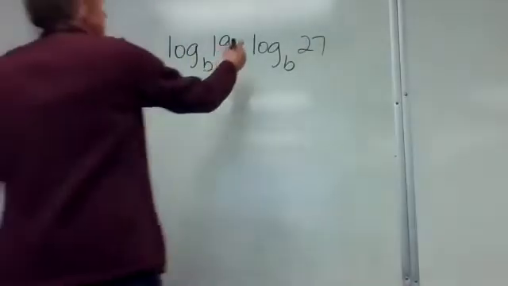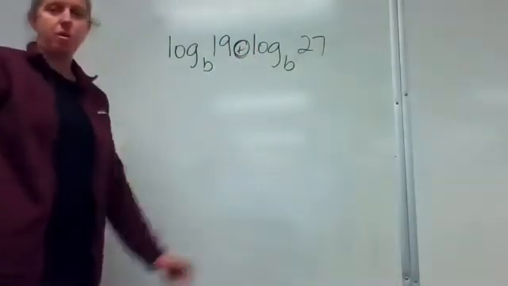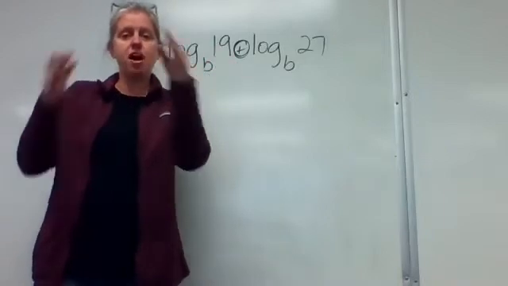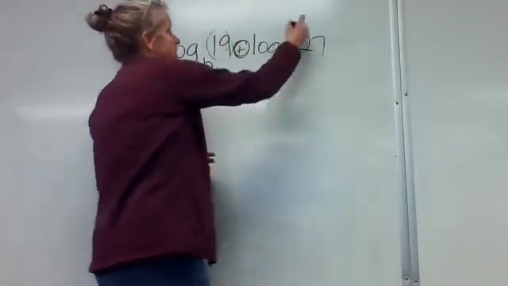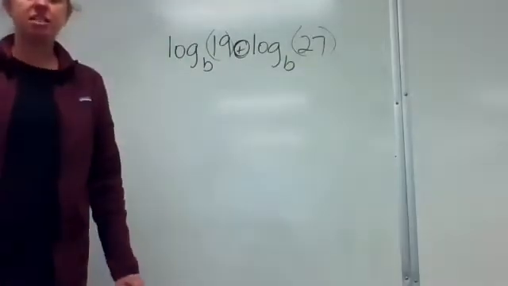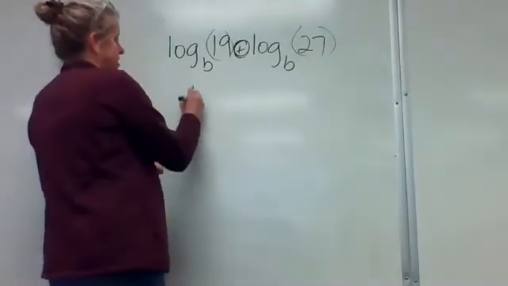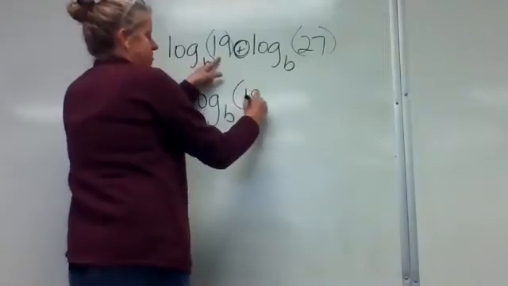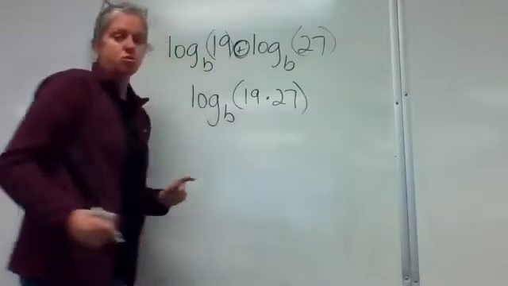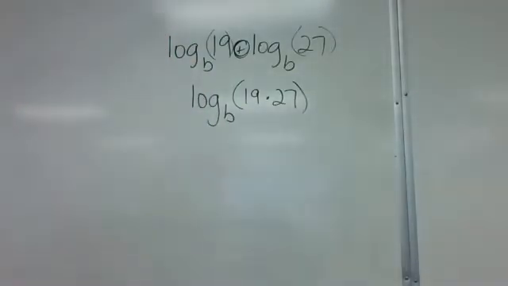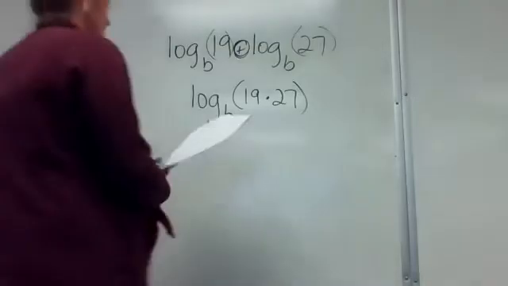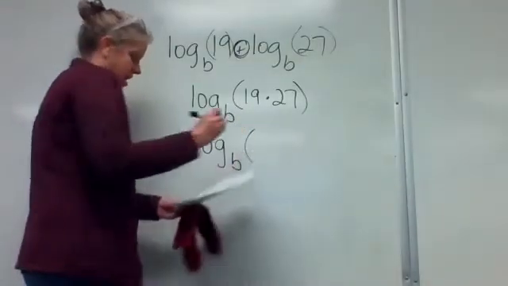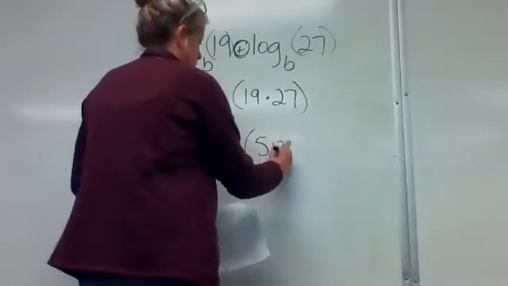Okay, so what does the sum come from? Remember, now we're just going backwards. We're taking it the other way. What did the sum come from? The 2 logs being multiplied together in a single logarithm. So if I rewrite this as a single logarithm, it's going to be log base B of 19 times 27. And then if you multiply the 19 and the 27 together, you get log base B of 513.